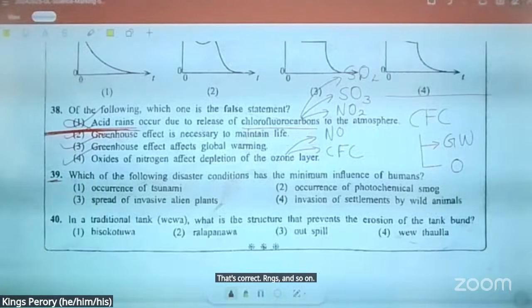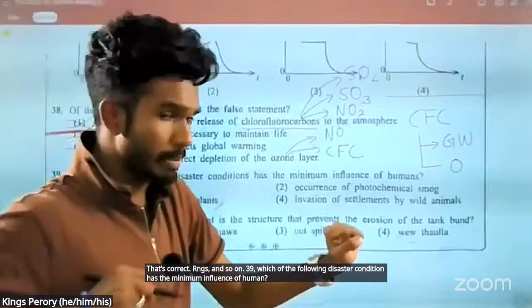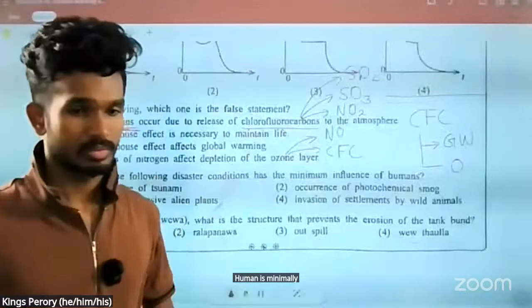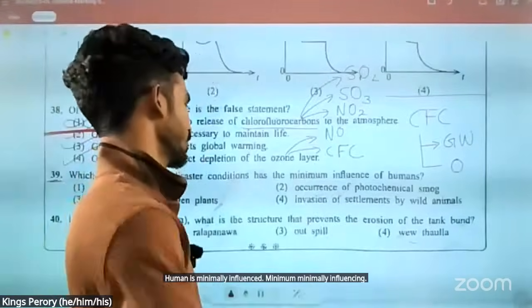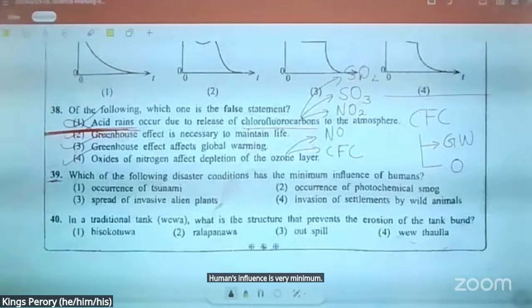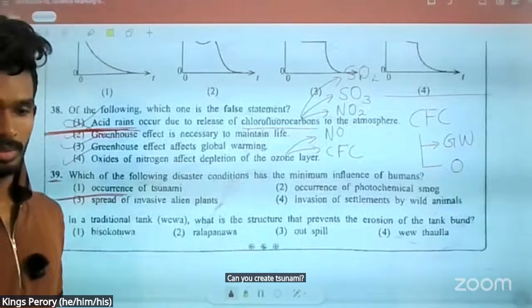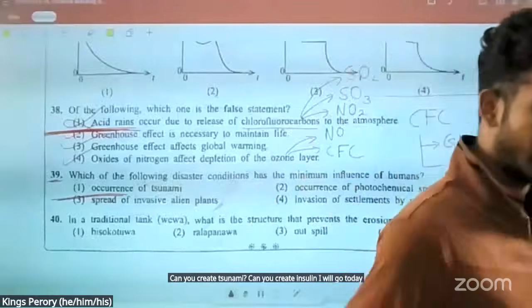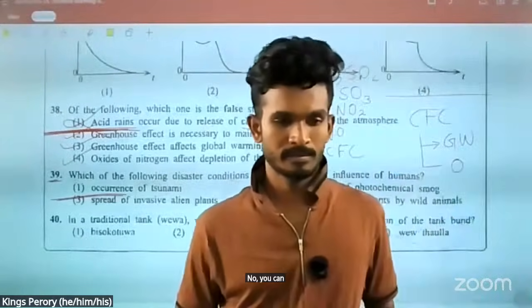39. Which of the following disaster conditions has the minimum influence of humans? Human influence is very minimal. Occurrence of a tsunami. Can you create a tsunami? Where will I go today to create a tsunami? Can you go and create a tsunami and come back? No, you can't.